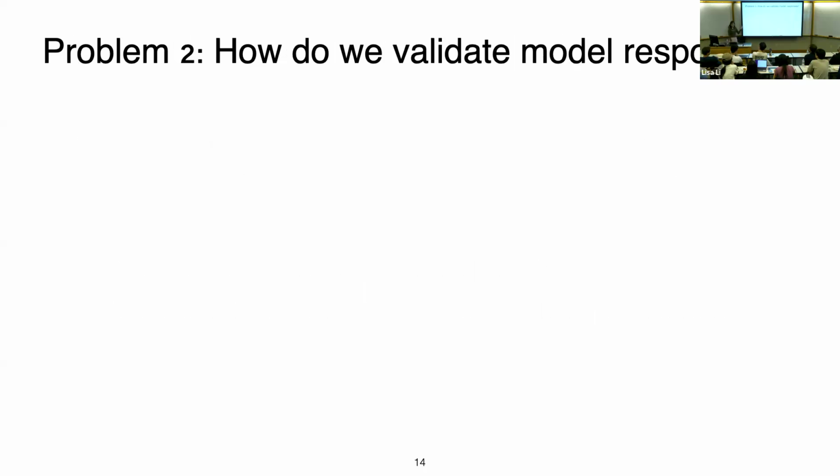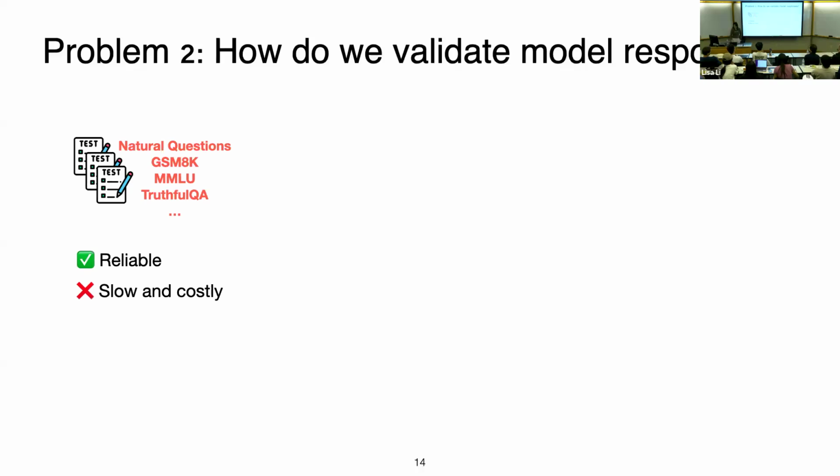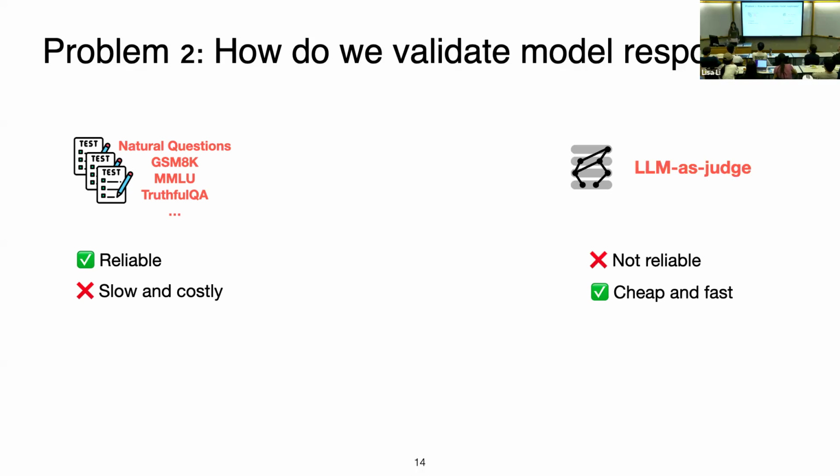Now let's move on to the second problem. How do we validate model responses? The classic approach of benchmarking is to collect all the correct answers or to collect rubrics for judging correctness. This is pretty reliable, but it's really slow and costly. Another popular approach recently is to use a language model as judge. The problem is that it is not very reliable because it relies on a language model, but it's really cheap and fast. So the question is, is there something that would fall in between that could be both reliable and also cheap?